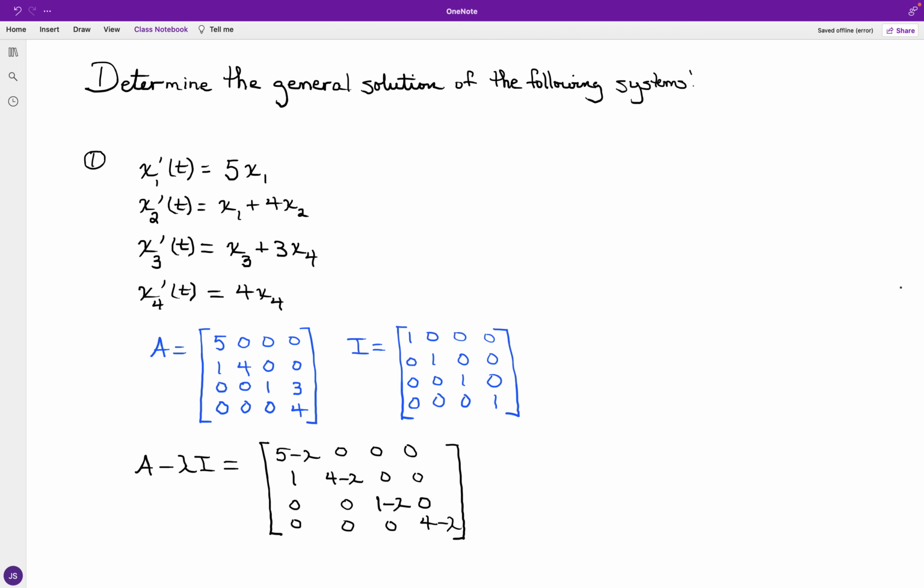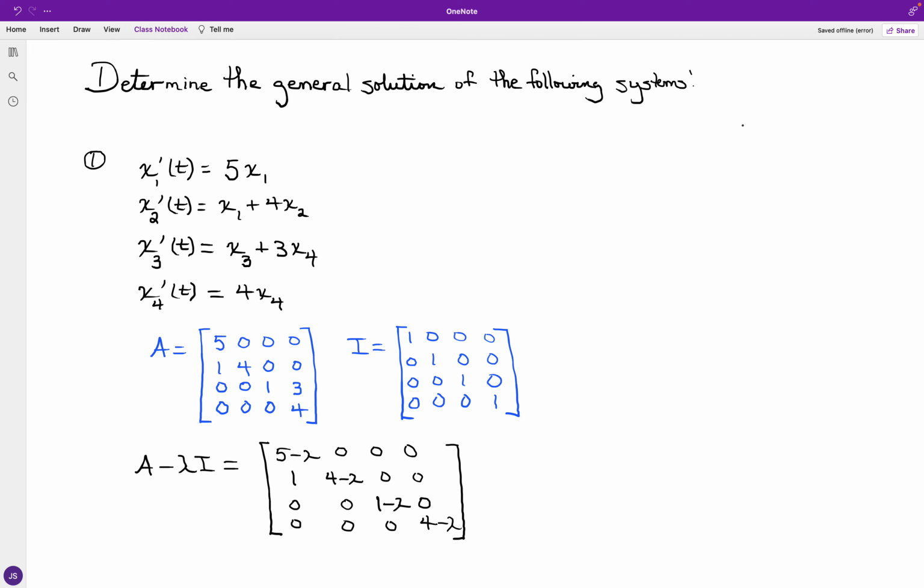Okay, looking into special cases where you might have a linearly dependent system or a repeating eigenvalue. Let's say we have a four equation system where the first order derivative of x1 with respect to t is equal to 5 times x1, and that of x2 is equal to x1 plus 4 times x2.